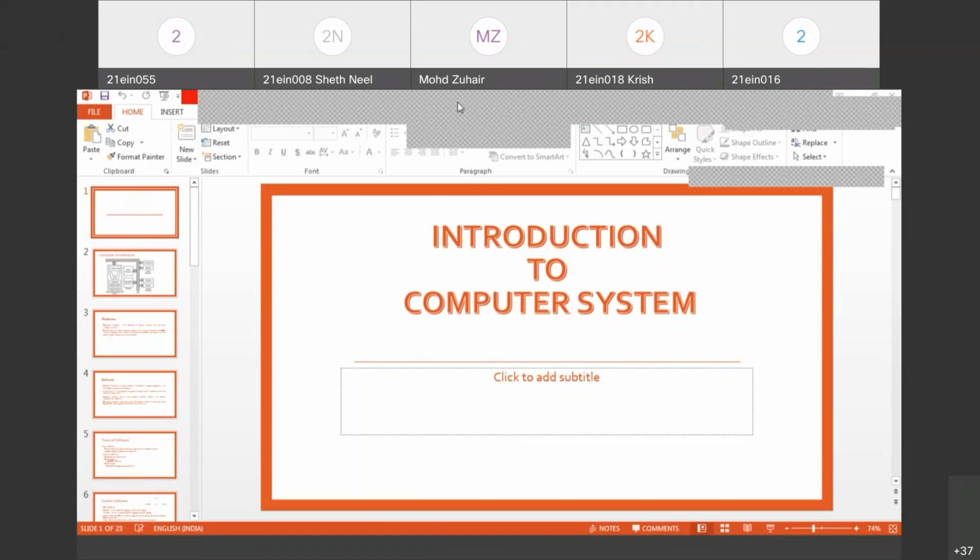Now, today we will start with the basics of computer systems, that is, an introduction to computer systems. Here we will see what is hardware, what is software, what is CPU, what is a compiler, and so on. Just to know the basics.